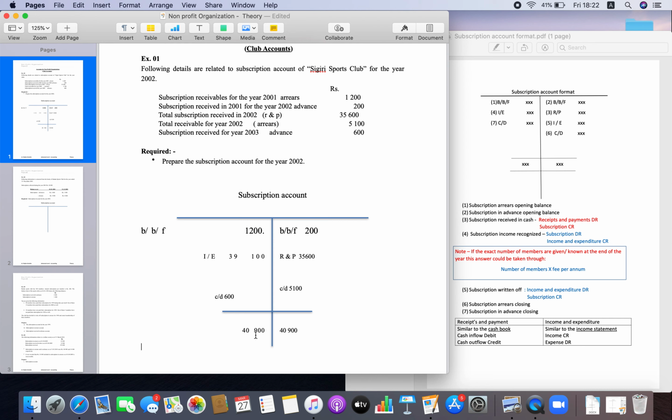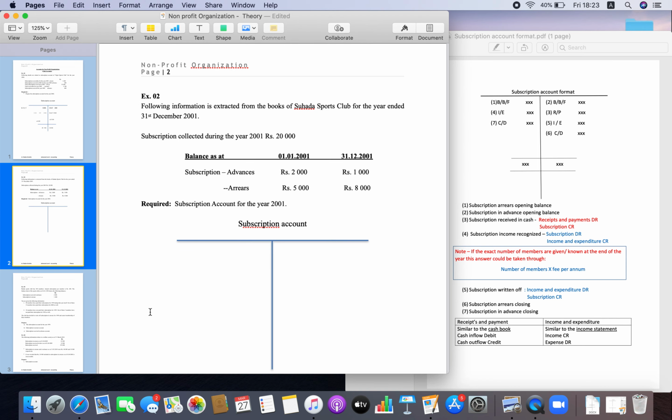Then guys, what you should do is, from 40,900, please subtract 600 as well as 1,200. The missing figure you get is income and expenditure. Remember, in most past papers, they will ask you to prepare an account this way, and they will ask you to find the missing figure, income and expenditure. I'll do one more question with y'all, and then we can move to the other exercises after this.